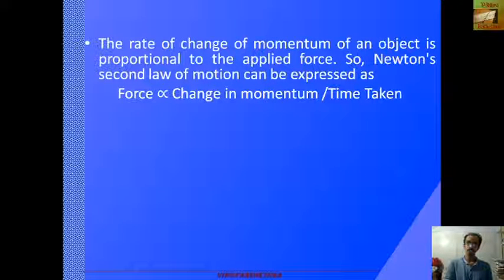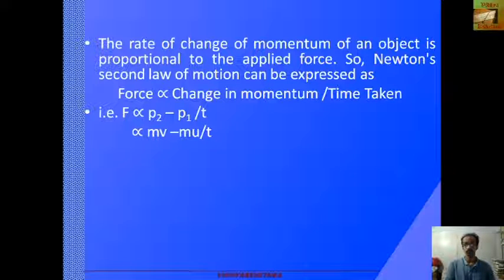The rate of change of momentum of an object is proportional to the applied force. That is, force is directly proportional to the change in momentum. So, Newton's second law of motion can be expressed as force proportional to change in momentum divided by time taken. That is, F is proportional to P2 minus P1 by t, where P2 minus P1 gives the change in momentum over time t.